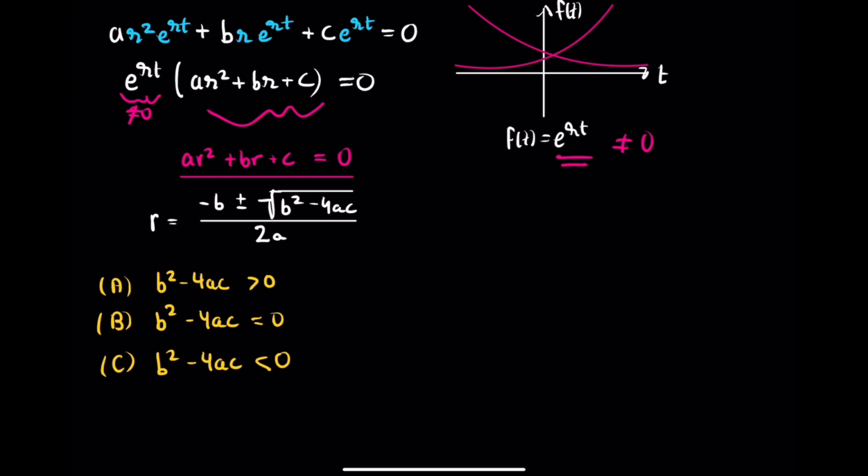And the thing is, each different case is going to have a different thing going on. So with this, you're going to have 2 real roots. 2 real distinct roots. Distinct is an important distinction. 2 real distinct roots.